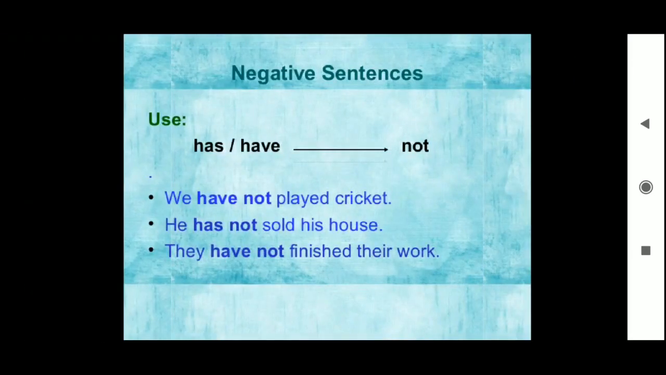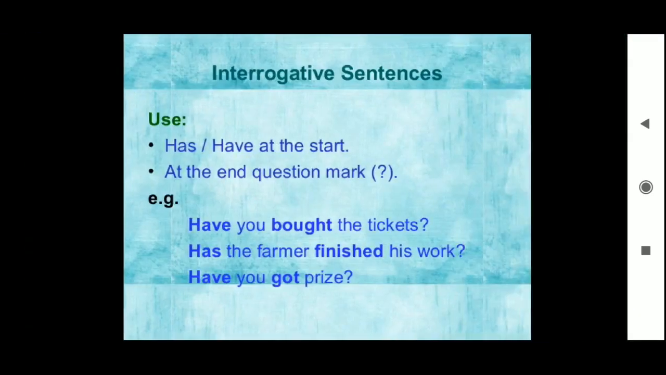Now come to the negative sentences. In negative sentences, use has or have not. Only not is applied after the helping verb. After have or has, not is used for negative sentences. We have not played cricket. He has not sold his house. They have not finished their work.